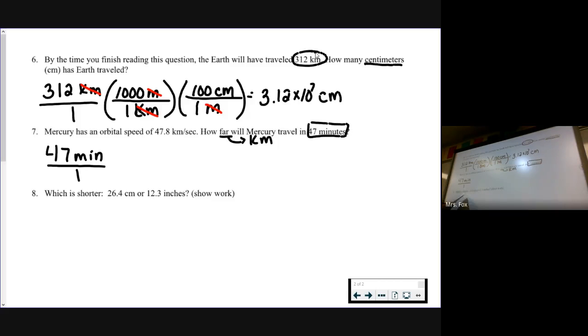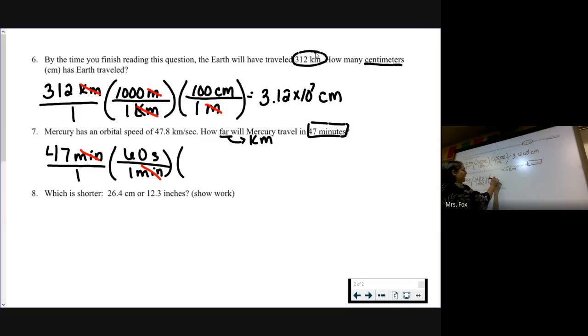Now, I want to know how far it goes, but 47 minutes isn't really going to help me yet because I won't be able to get rid of the seconds. So I need to get rid of my minutes and convert those. So 47 minutes, we know, is the 60 seconds. Sorry about that. 60 seconds over 1 minute. My minutes cancel. I needed to get rid of those minutes and get to seconds because that is what my fraction within the question says, 47.8 kilometers per second.